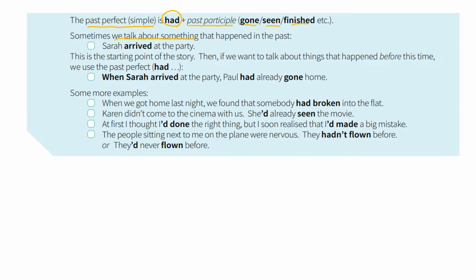Sometimes we talk about something that happened in the past. Sarah arrived at the party. Simple past. This is the starting point of the story. Then, if we want to talk about things that happened before this time, which means before Sarah arrived at the party, we use past perfect, had plus pp. When Sarah arrived at the party, Paul had already gone home. So Sarah arrived, but Paul was gone.